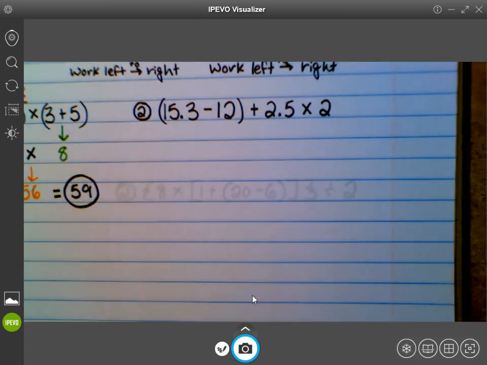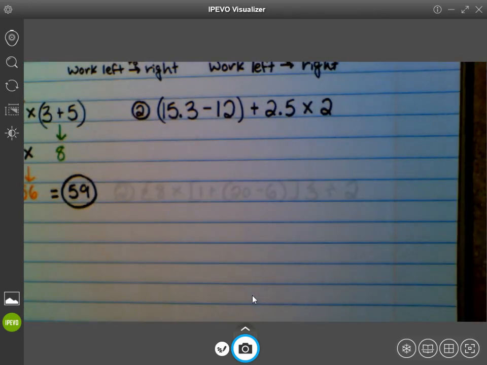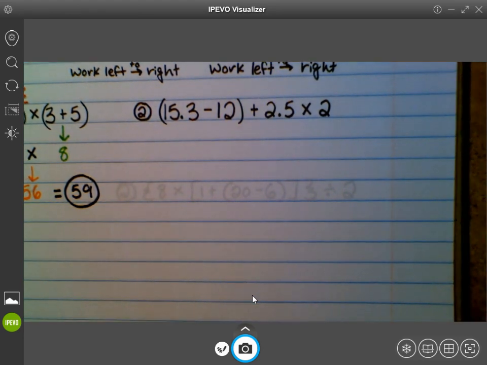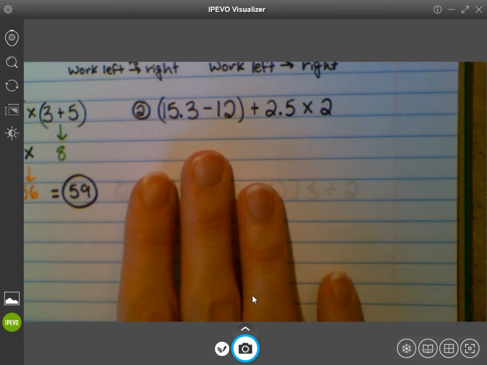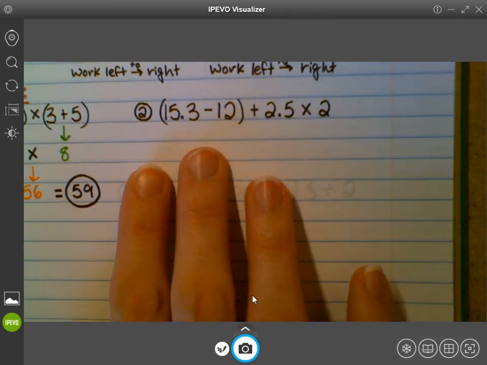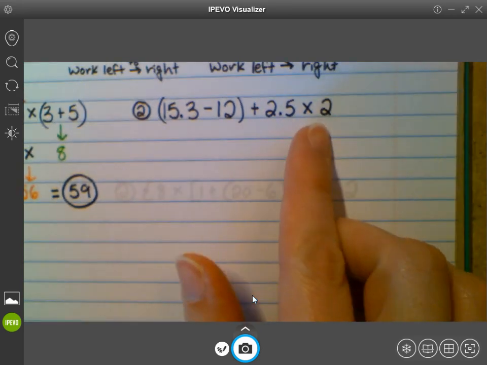Voices off, guys. So for number 2, in parentheses, Jeff P., take a seat so the people behind you can see. In number 2, we have 15.3 minus 12. Then outside of the parentheses, I have plus 2.5 times 2.